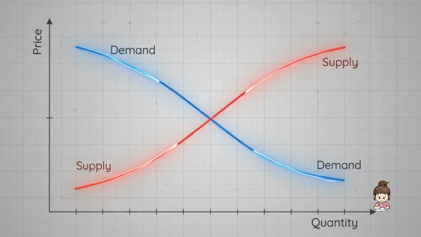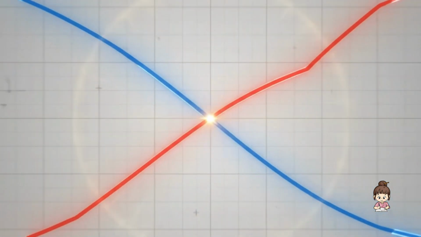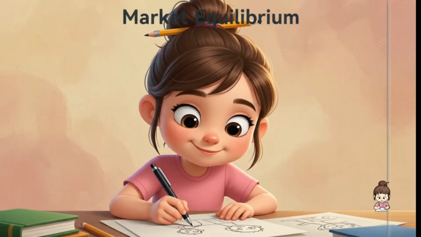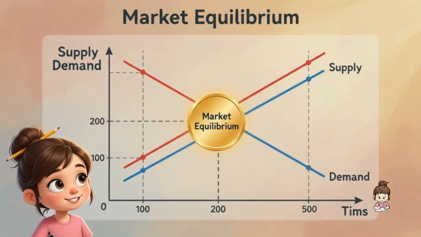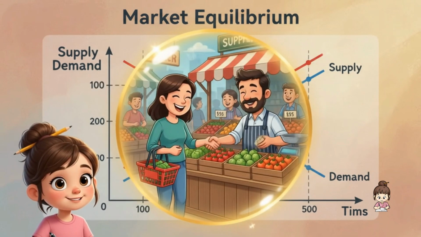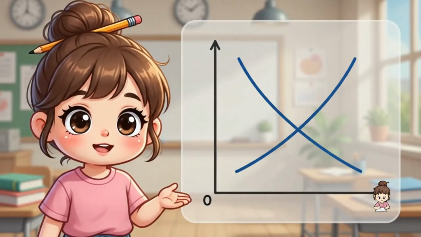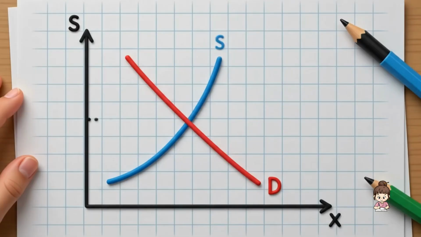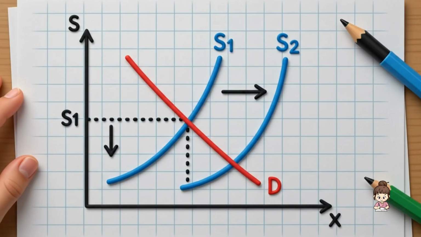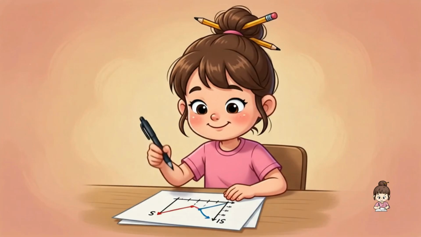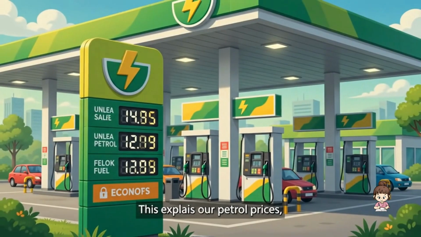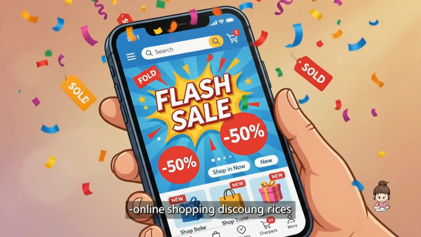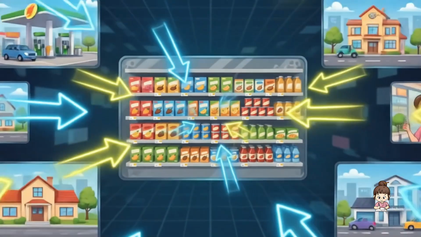When supply and demand meet, we get equilibrium. This is the market price where buyers and sellers agree. If demand becomes higher than supply, prices rise. If supply becomes greater than demand, prices fall. This explains petrol prices, housing prices, and online shopping discounts.